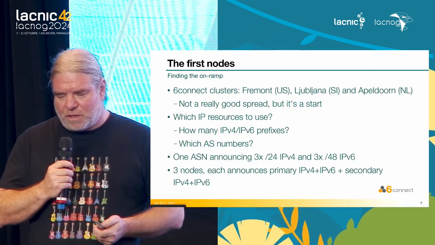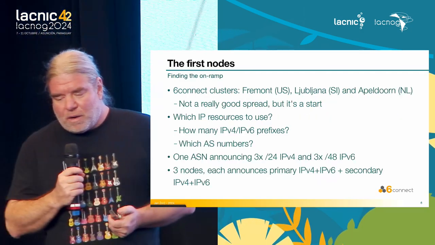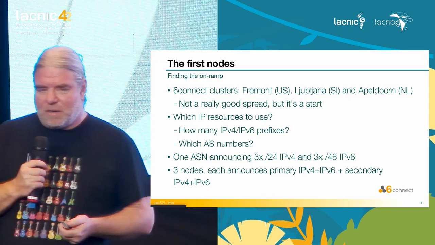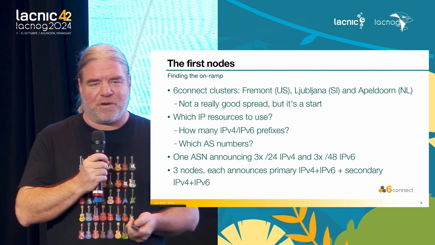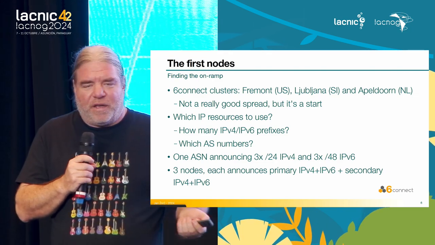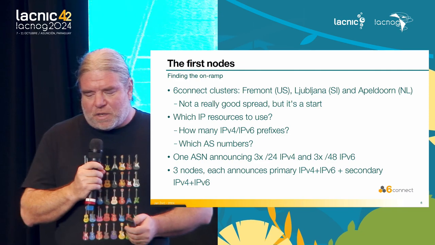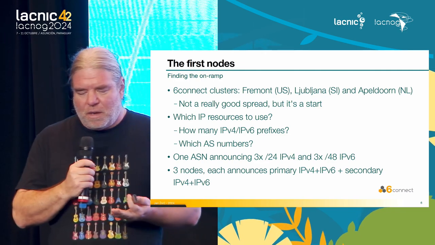And it's managed using Ansible. So the first nodes were in Fremont, US, in Ljubljana, in Slovenia, where I live, and in Apeldoorn, where Sander lives. These were the first test nodes. It's not really a good spread, but it's a start. So then we started thinking, which IP resources to use?